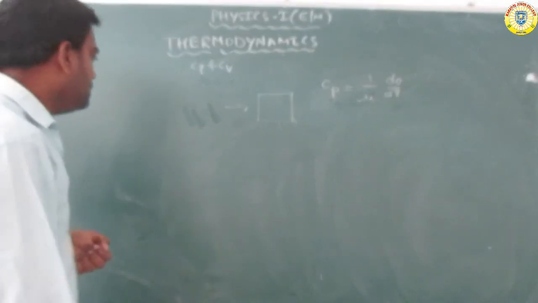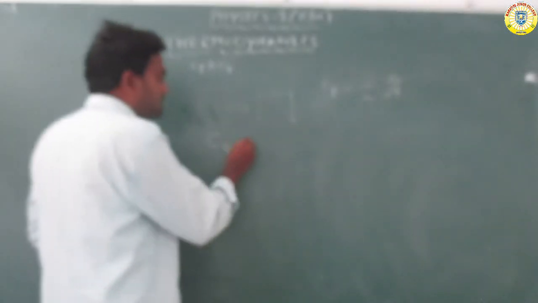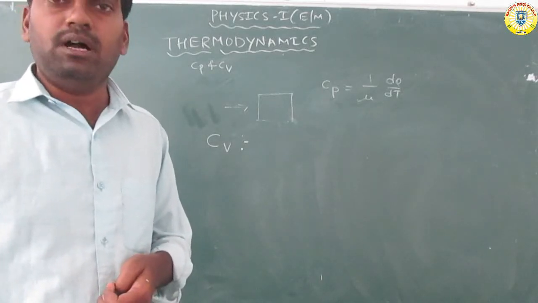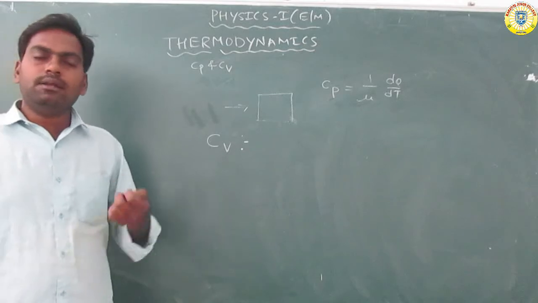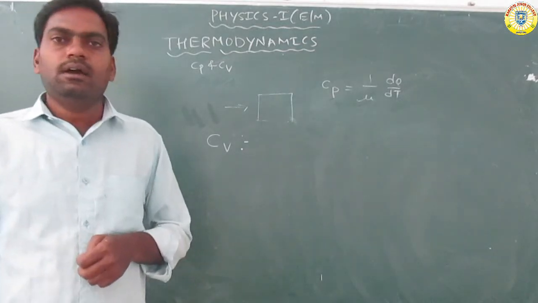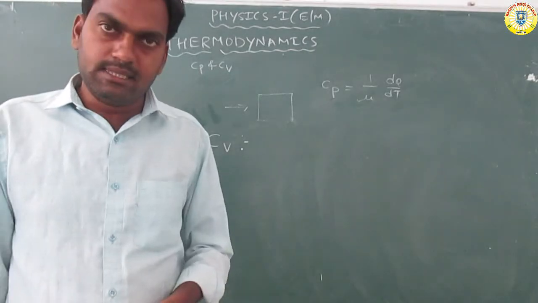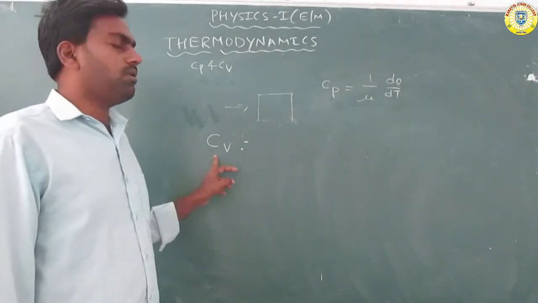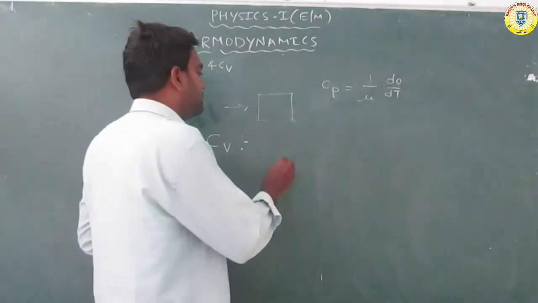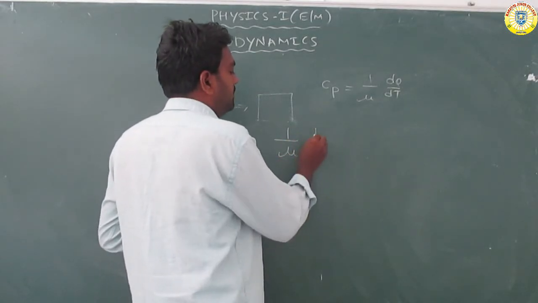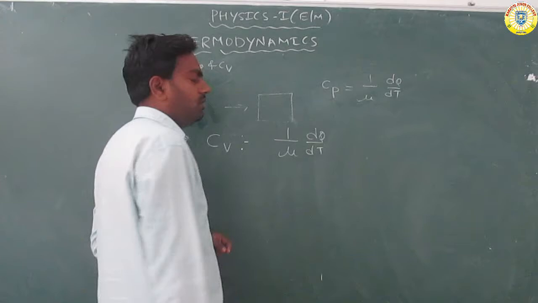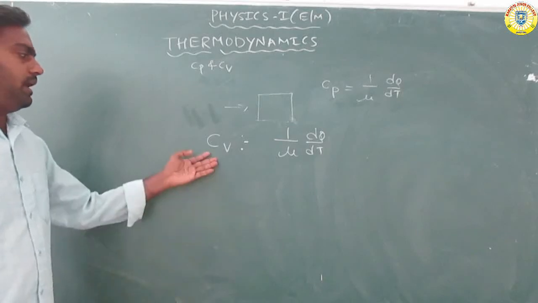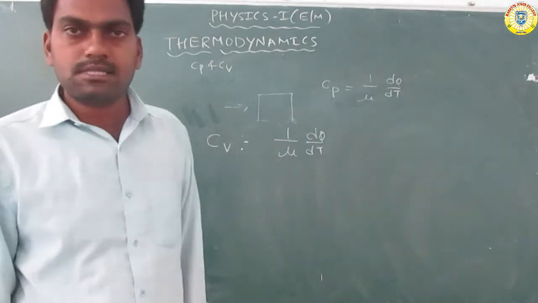Got it? Now the next definition is Cv, the molar specific heat capacity at constant volume. According to the definition, the amount of heat required to increase the temperature of 1 mole of the gas through 1 degree at constant volume is called Cv. In mathematical form, Cv is 1 by mu dq by dt.